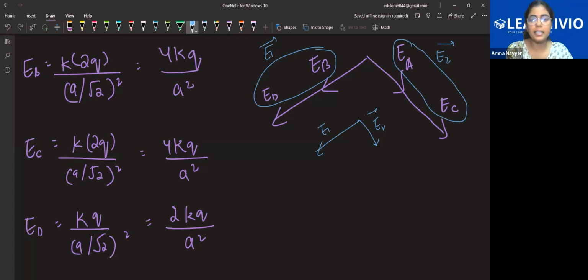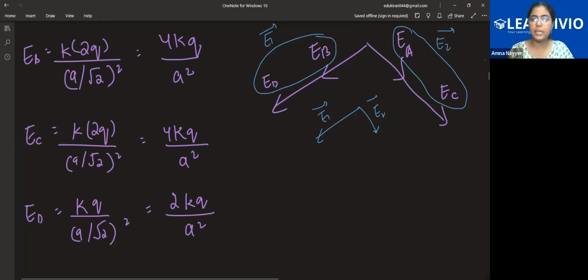Reason is that for electric fields or any vector, the parallelogram law of addition uses only two vectors. Here, how many vectors are present? 1, 2, 3, 4. So we have to solve these two vectors first and get our first vector. Then we'll solve these two and get our second vector. Then these can be solved with the help of parallelogram law.